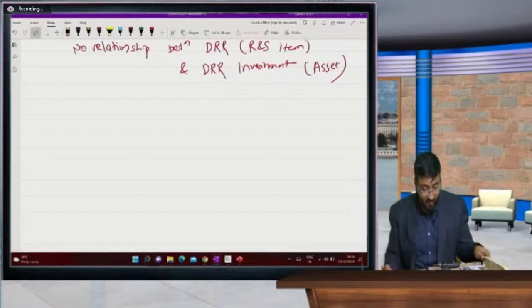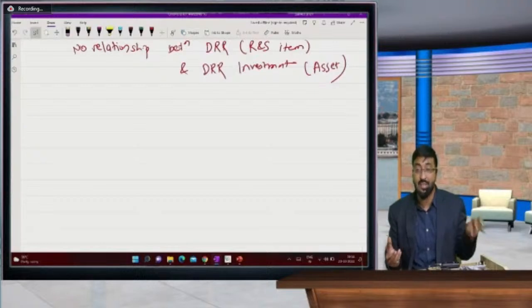Yes, anything till now? DRR investment and DRR have no relation at all, because DRR is created out of profit. This is only blocking of your profits, and DRR investment you have to invest somewhere by using your bank balance. So please, beta, tell me in the comment section: should I start questions and answers, or do you have any confusion?